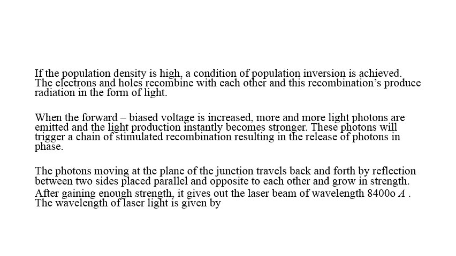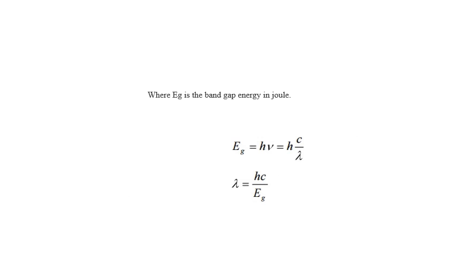The photons emitted at the plane of the junction travel back and forth by reflection between two parallel and opposite sides and grow in strength. After gaining strength, it gives out a laser beam, normally in the wavelength of 8400 angstrom. The band gap is responsible for the wavelength, and using this we can calculate the wavelength as h c over Eg.